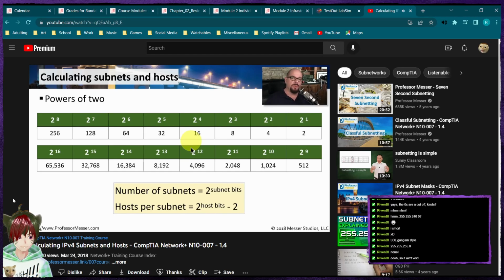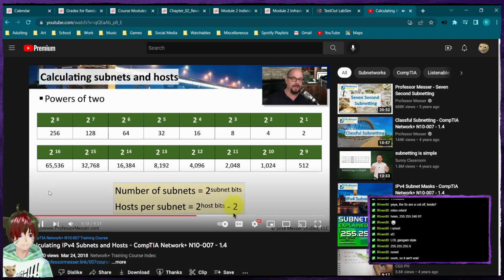To use this chart, we would look at the number of subnet bits that we've borrowed and perform 2 to that value to determine the total number of subnets that might be available to us. Then to determine the number of hosts available per subnet, we would use 2 to the host bits power and then subtract 2 from that. One of those will be the subnet address and the other will be the broadcast address.